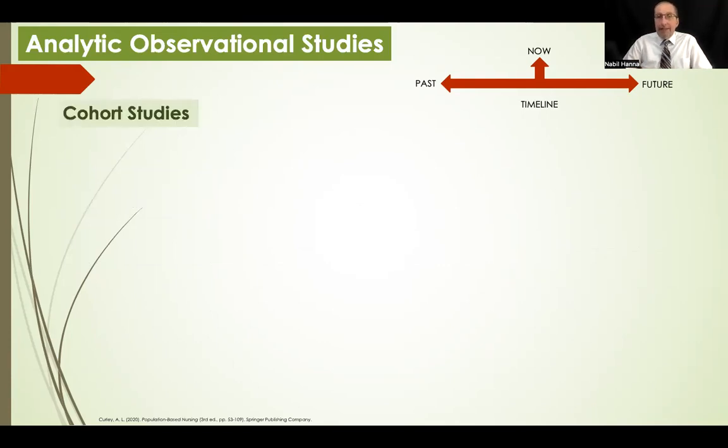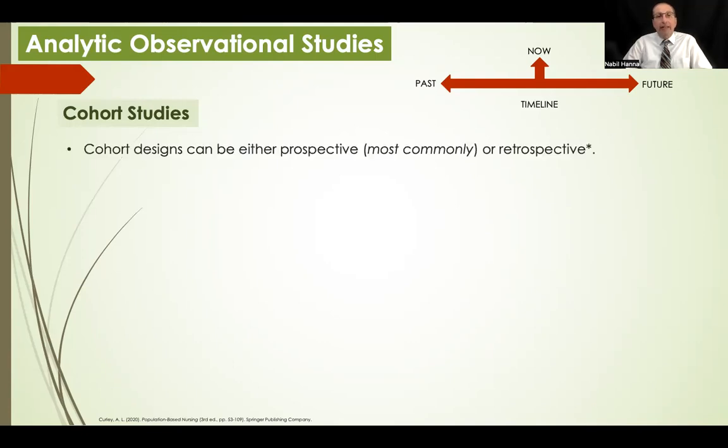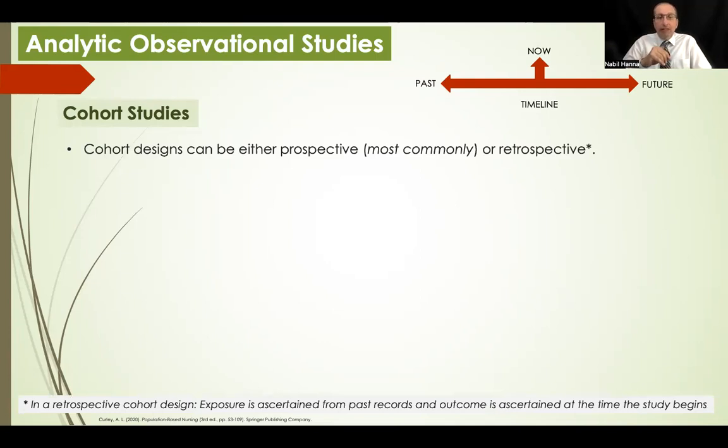Cohort studies. This is a very important and reliable type of study. Cohort studies or cohort designs can be either prospective, which is the most common type of cohort study. By default, a cohort study means a prospective study. But also we have what can be described as retrospective cohort. In a retrospective cohort study, which is a design which is less common, exposure is ascertained from past records and outcome is ascertained at the time the study begins.